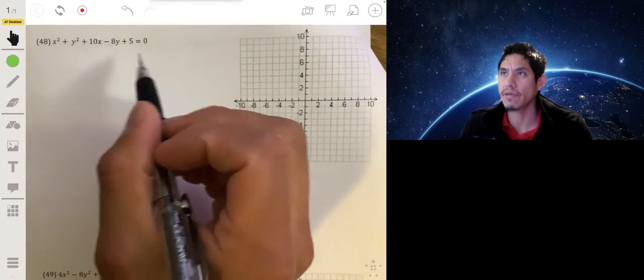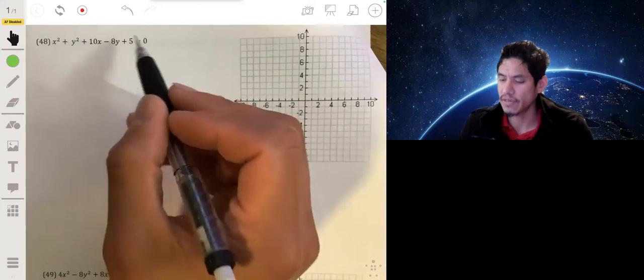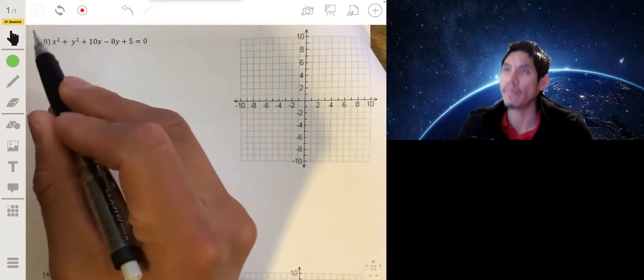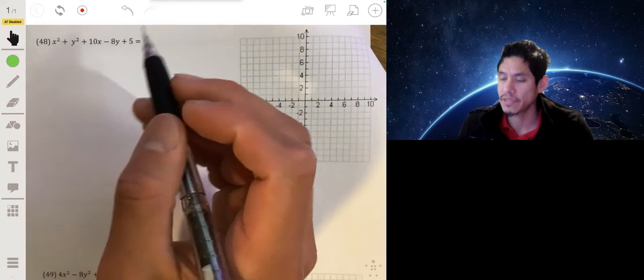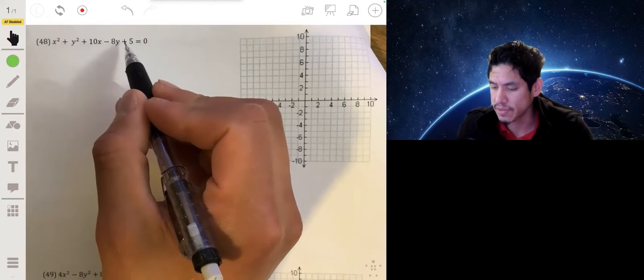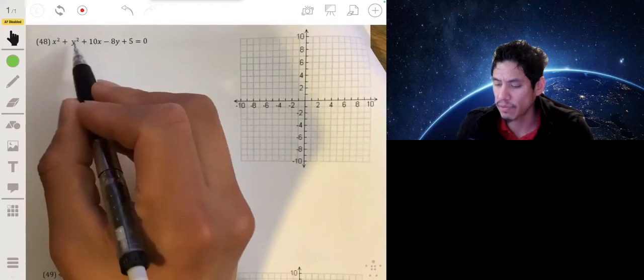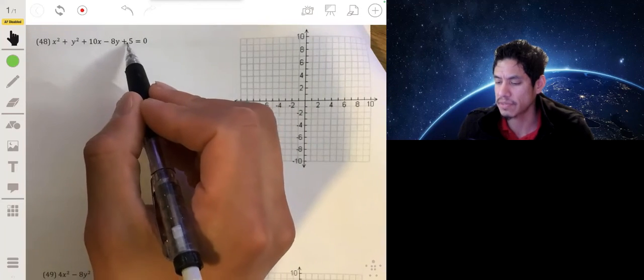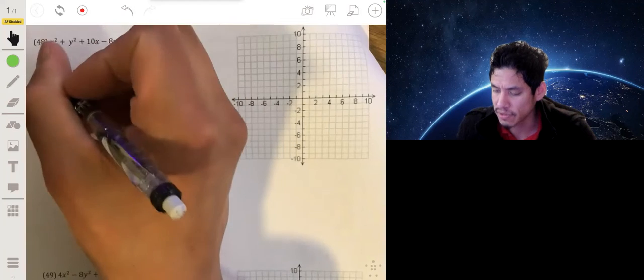Okay, so our goal is to graph this conic section, but first we have to figure out what it is. And to figure out what it is, we're gonna use the strategy of completing the square. So what I would first do is bring the constants to the right and group the x and y terms together. So I would subtract 5 to both sides and then put the x terms first.